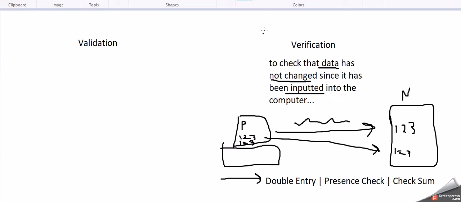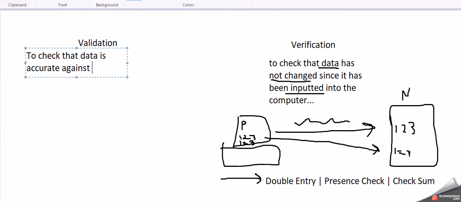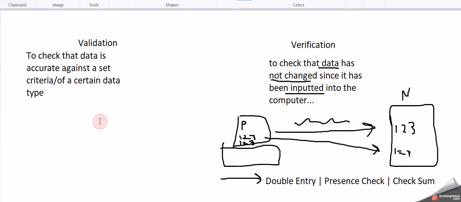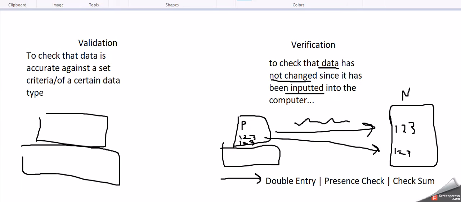We then have validation. Now validation is to check that data is accurate against a set criteria, or it makes sense. So what does that mean? So I'm going to add one more. I'm going to take out make sense, of a certain type. So what does that actually mean? Well, if I was to enter in on a computer, oops, I missed a key word from the definition. I'm an idiot. I'm sorry.